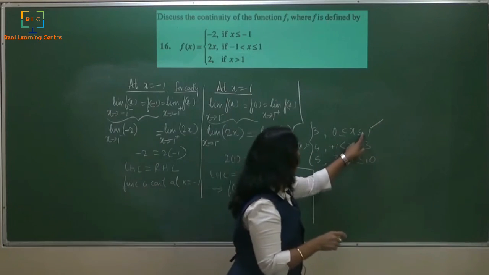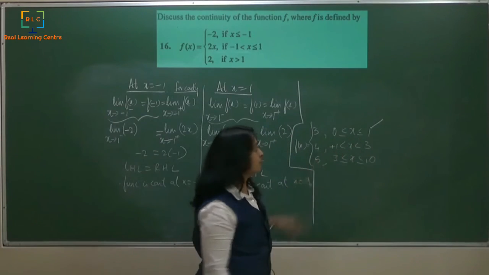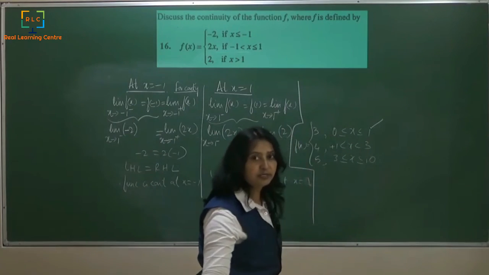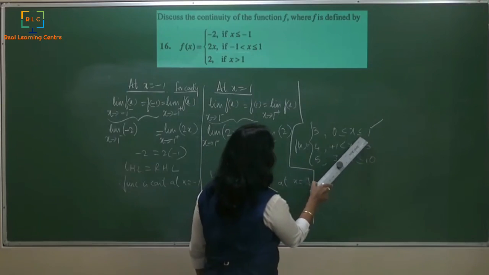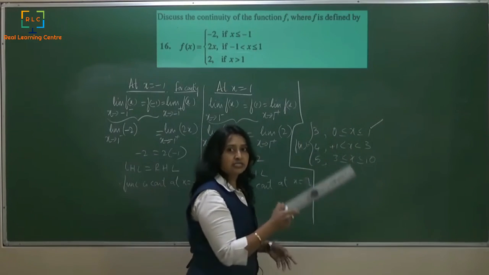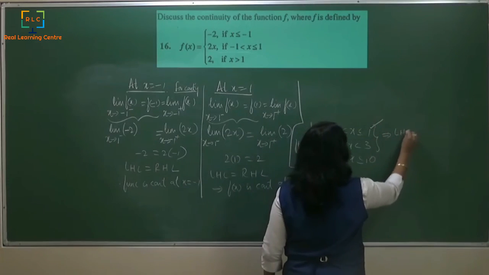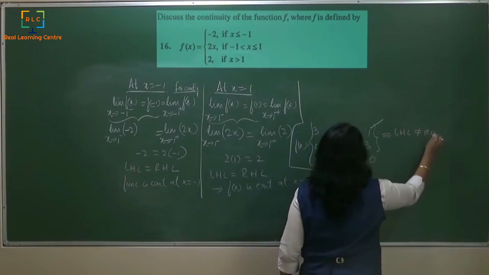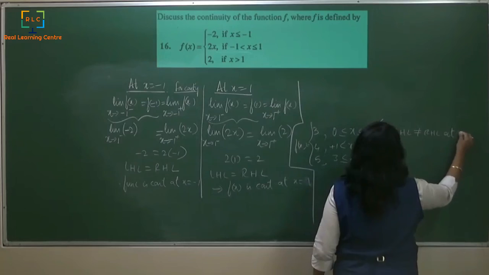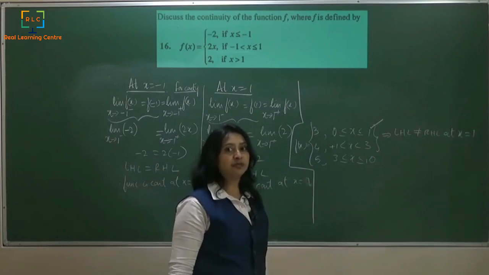I have x less than, I have x equal to, I have x greater than. So, when x is less than or equal to 1, the value is 3. When x is greater than 1, the value is 4. LHL is not equal to RHL. So, this implies LHL is not equal to RHL at x equal to 1. So, at x equal to 1, it is going to be discontinuous.